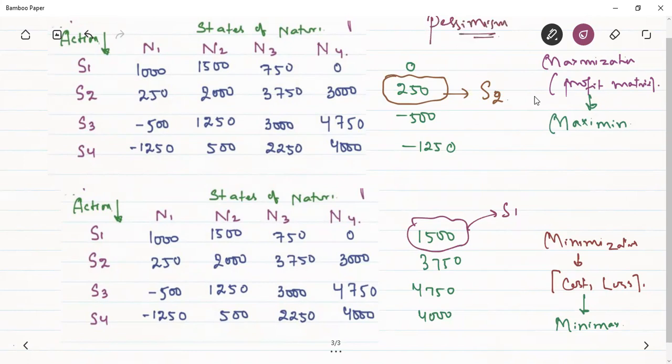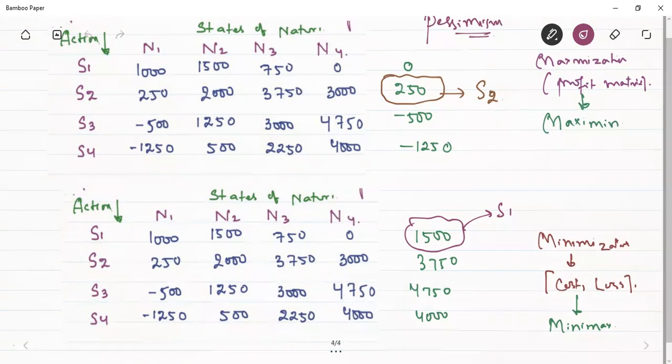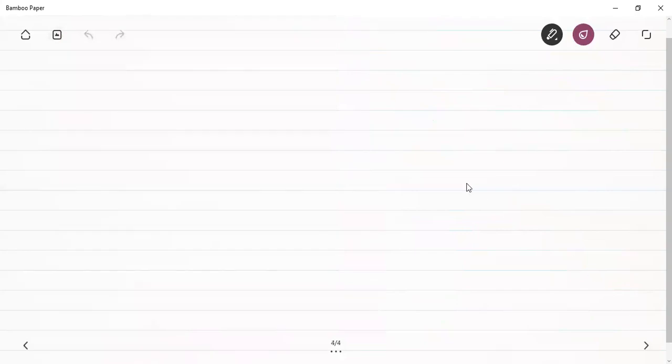For the pessimism criteria, again we have two criteria. One for the maximization problem, and that criteria is maximin criteria. And for the minimization problem, that is if the cost or loss matrix is given, we have the minimax criteria. After that, we had also studied what we call the Laplace criteria or equal probability criteria.